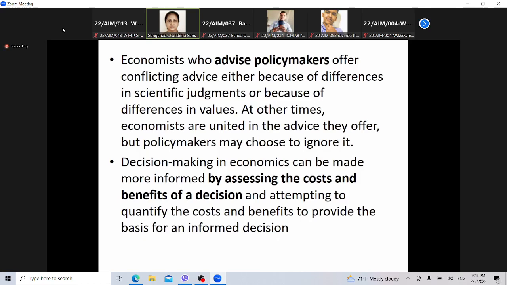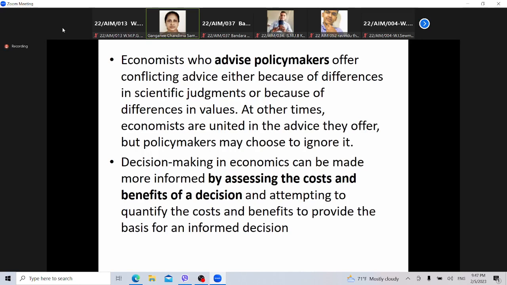Another characteristic of economists: they advise policymakers. Because they are building policies, they advise policymakers on which policies to implement. Let's say in an economic crisis, these are the policies we have to implement to get rid of or move away from the economic crisis. We can advise based on scientific evidence.